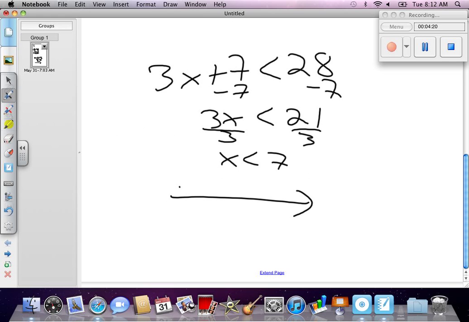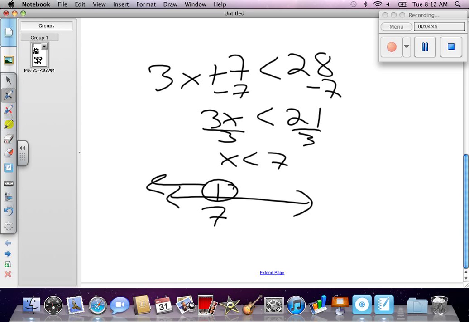So my graph would look like, open or closed circle? Open circle because it's not underlined. And x is less than it. It doesn't have a graph specifically for here, but we know what that would look like. Any questions so far about 1 through 3?